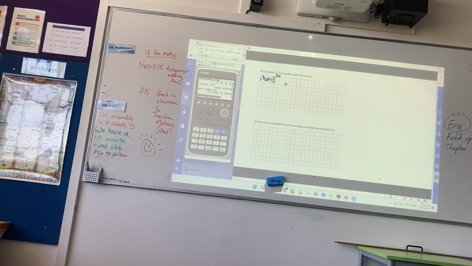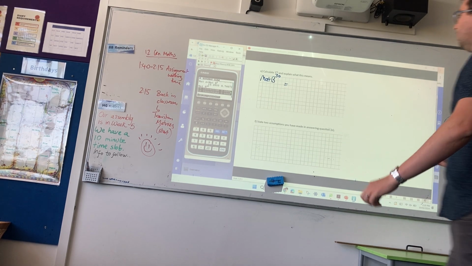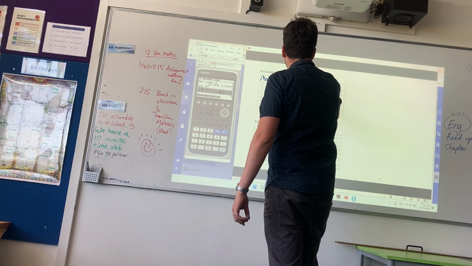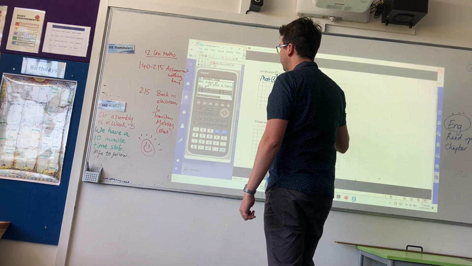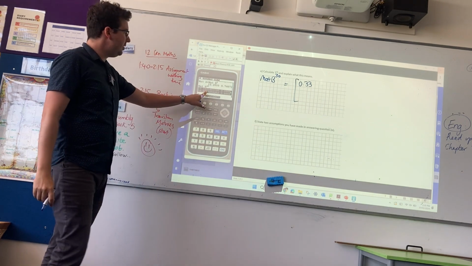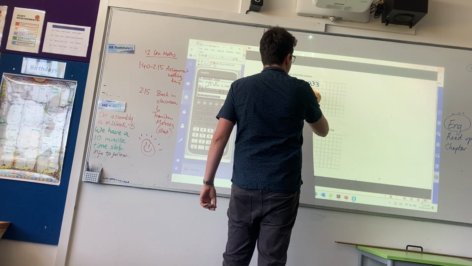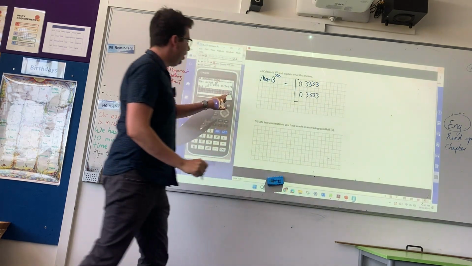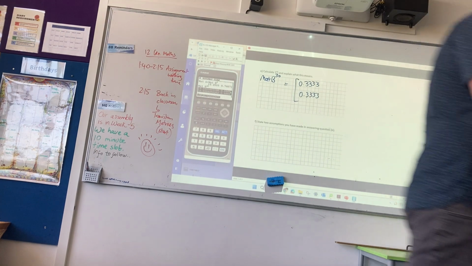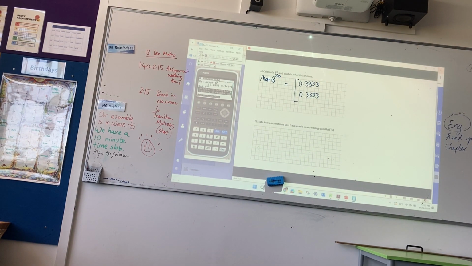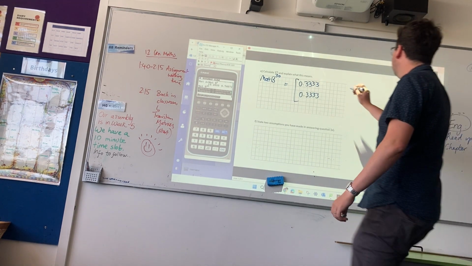Big number. That's a big number. 0.323483596. Let's round to 4 decimal places here. 0.3333. What would it be to 4 decimal places? It's lots of 3s, isn't it? 0.33. And what would our next one be? Remember there's that little arrow there? 0.666.